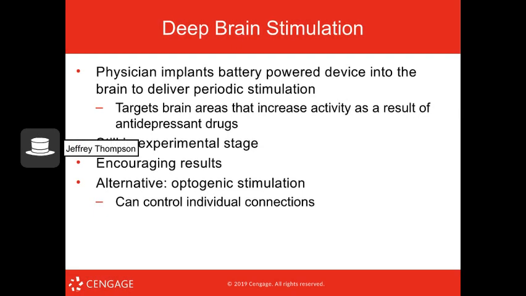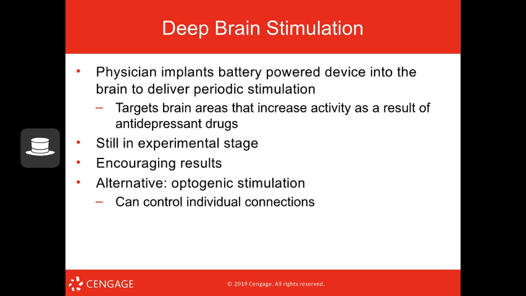Another technique is deep brain stimulation, where you're implanting a battery powered device into the brain, which delivers periodic stimulation, which is the same kind of stimulation that you might see as a result of using an antidepressant drug. So it's just instead of doing it with a drug, you're doing it with a device. It's still in an experimental stage, so you can't just go to CVS and get one of these real quick, but the results are encouraging.